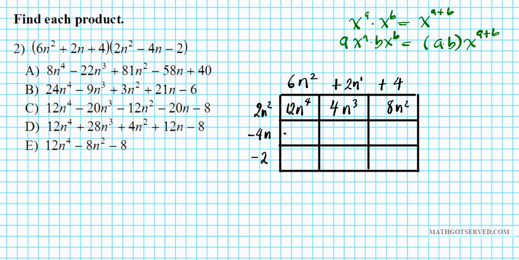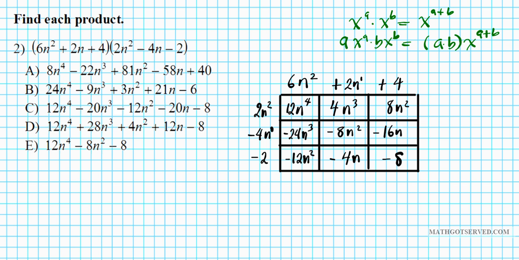Negative 4n times 6n squared, we have negative 24 n to the third. Negative 4n times positive 2n, we have minus times plus is minus, 4 times 2 is 8, n to the, there is a 1 here, 1 plus 1, 2. Minus times minus, minus 4 times 4 is 16n. Okay, and then negative 2 times 6n squared, we have negative 12n squared. Negative 2 times 2n, we have 2 times 2, which is 4. Minus times plus is minus, minus 4n. Negative 2 times 4 is negative 8.